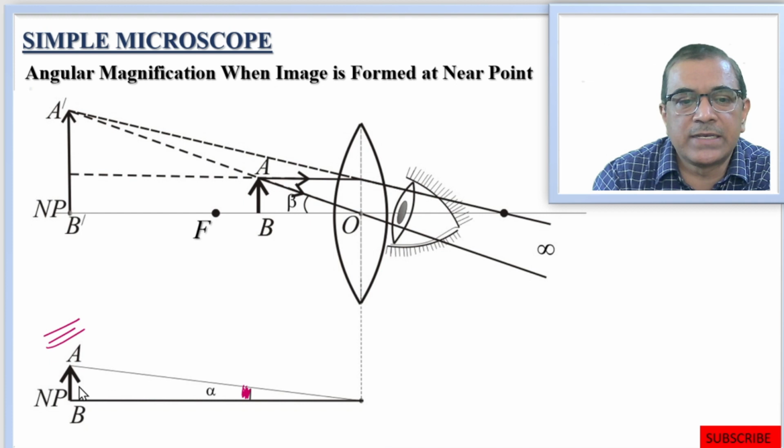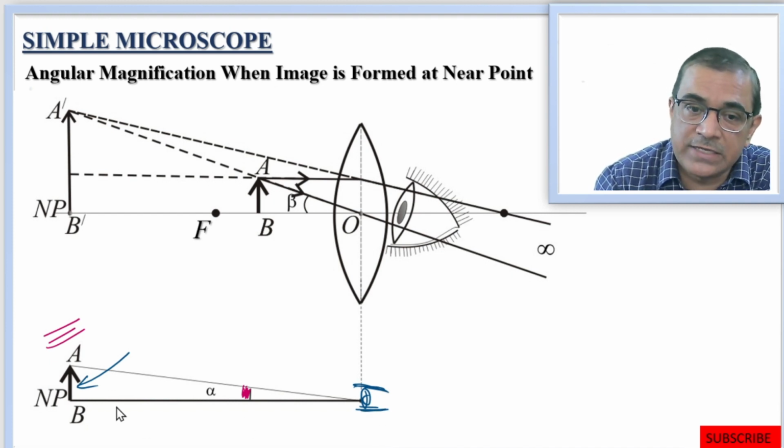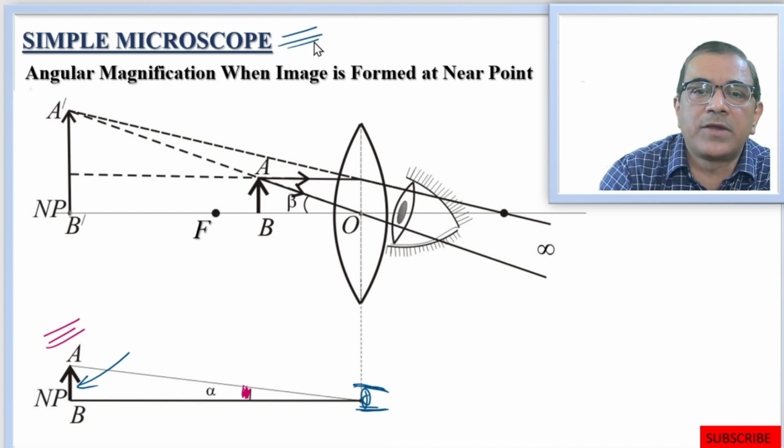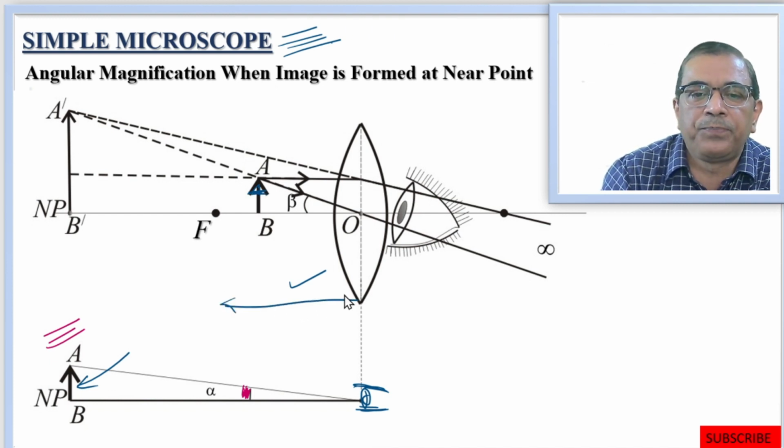But here in this case, the size of the object is very small to be seen through the naked eye, and we need a convex lens. A convex lens of short focal length we need, and this is what is called a simple microscope. As you can see in this diagram, the object, which is much smaller in size, has been placed within the focal length of this convex lens. The object AB is placed within the focal length.